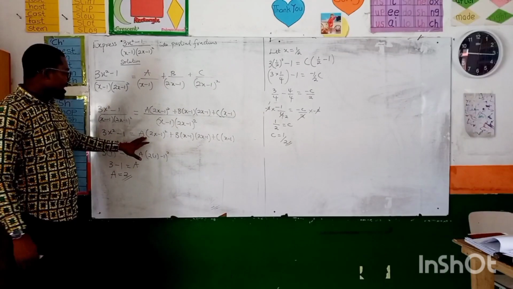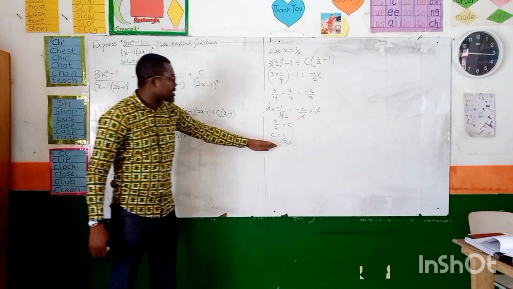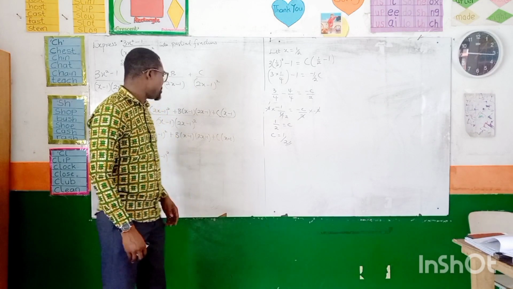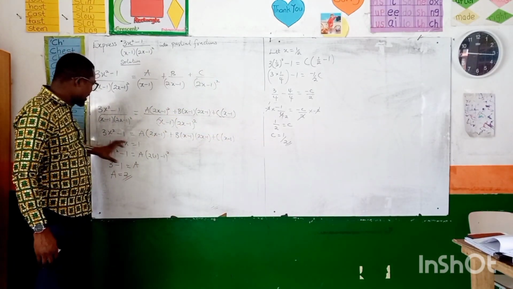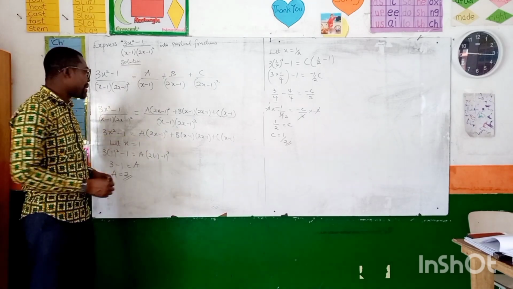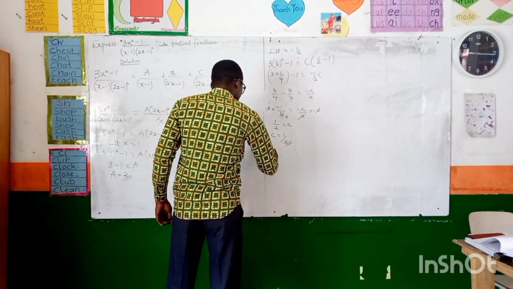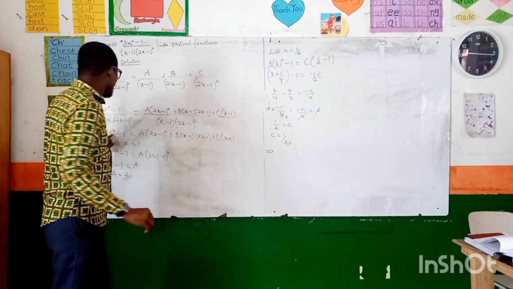I have my a, which is 2. I have my c, which is 1 over 2. So I need to find b. So I will now substitute the value of c and a into this equation to be able to find my b. So this means that 3x squared.